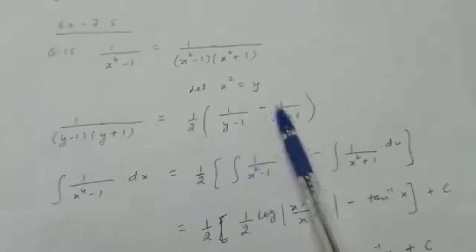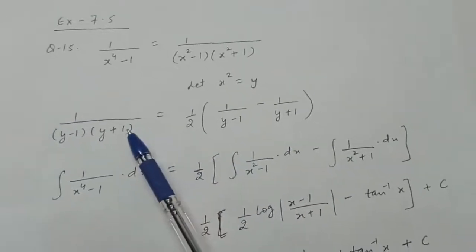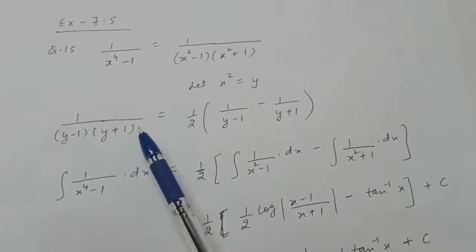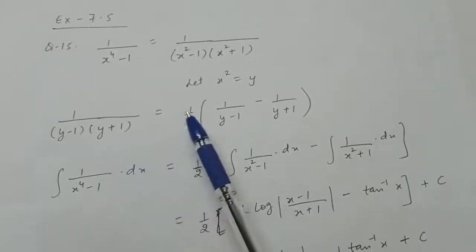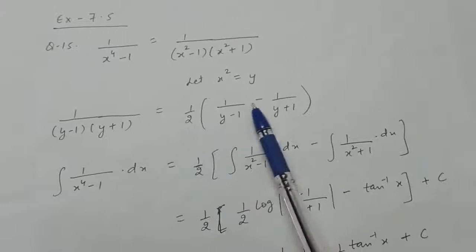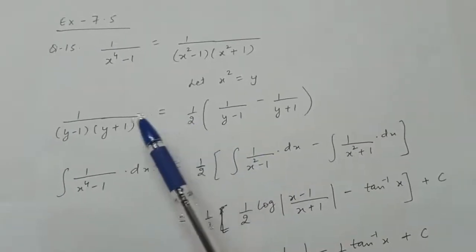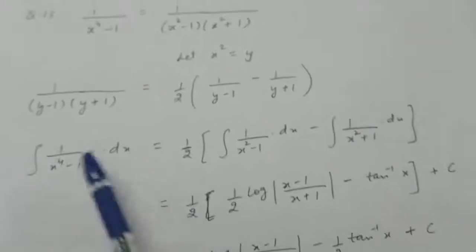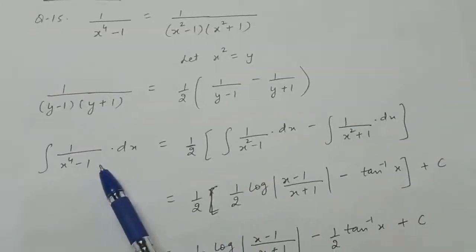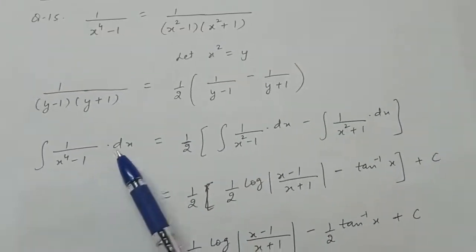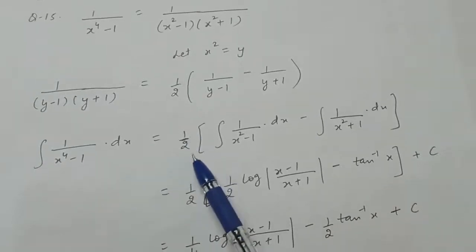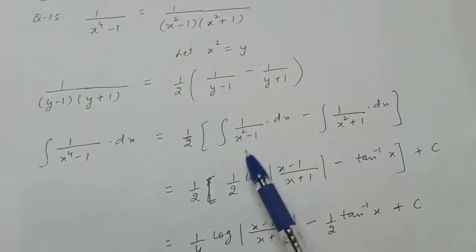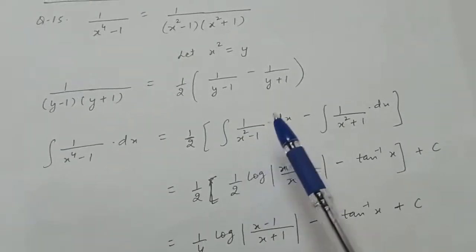How will you get this? Keep this equal to a upon y minus 1 plus b upon y plus 1. Then you will get a as 1 by 2 and b as minus 1 by 2, right? So this will become equal to this. Therefore, the given integral 1 upon x raised to the power 4 minus 1 will now become equal to 1 by 2 into integral of 1 upon y minus 1, that is x square minus 1, into dx.